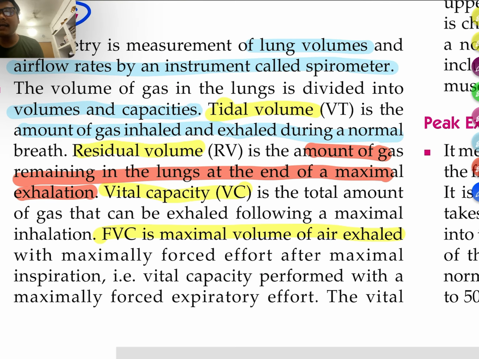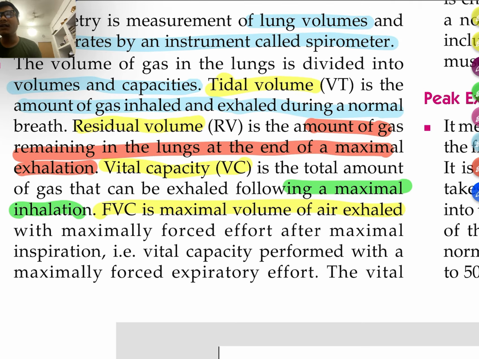Okay. After that, vital capacity is the total amount of gas that can be exhaled after deep inhalation. That is the important thing to remember. After deep inhalation, the total amount of gas exhaled is called our vital capacity. Next, what is forced vital capacity? It is the maximum volume of air exhaled maximally forcefully after maximal inspiration.